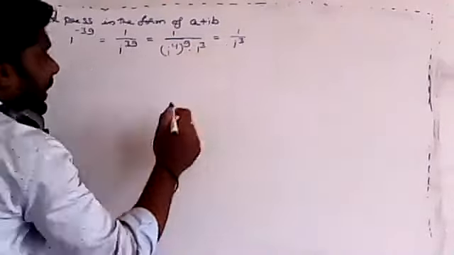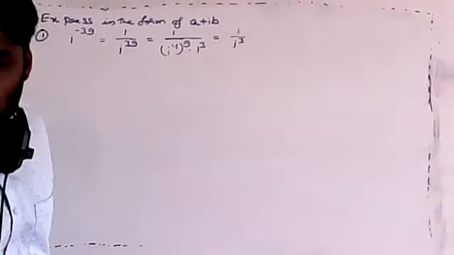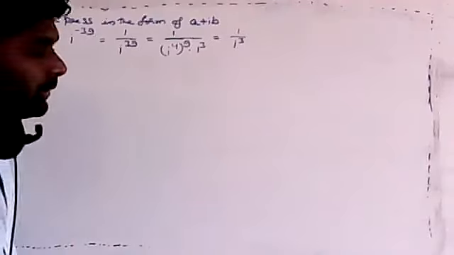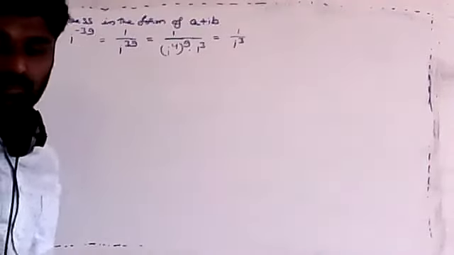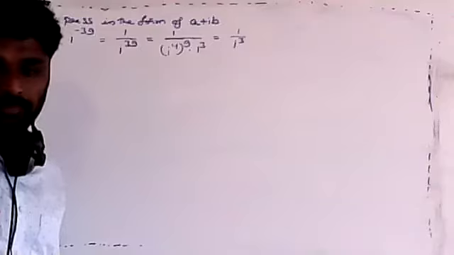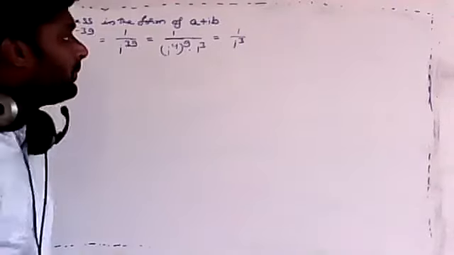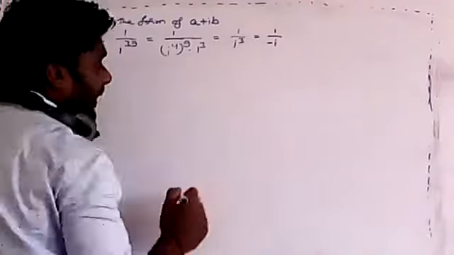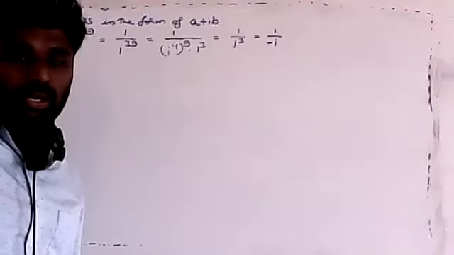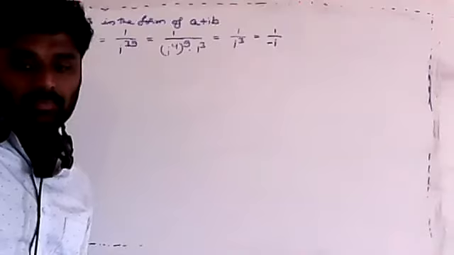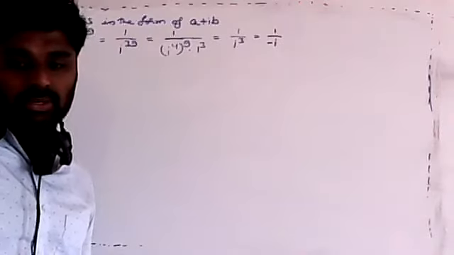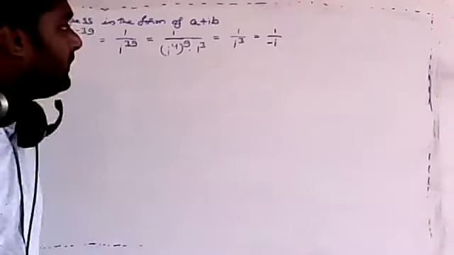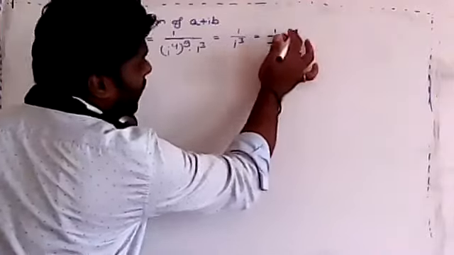1 by i cube, no? 1 by i cube. So what is the i cube value? It is minus i, no? Yes. So can you tell me what answer we get here? We'll get the answer as i. Good. So we know that 1 by i is minus i, no?